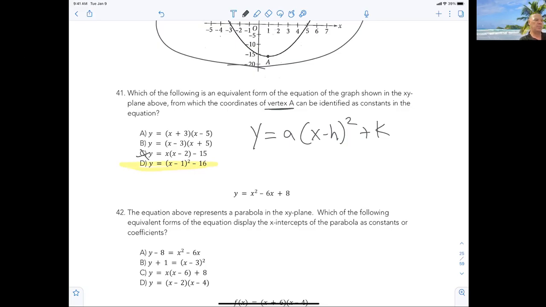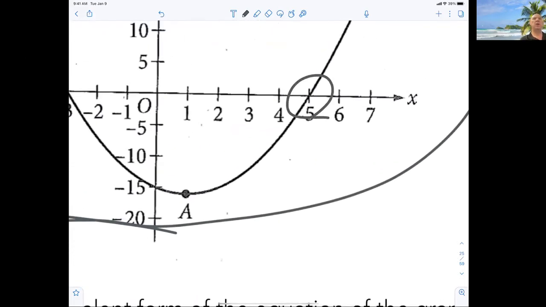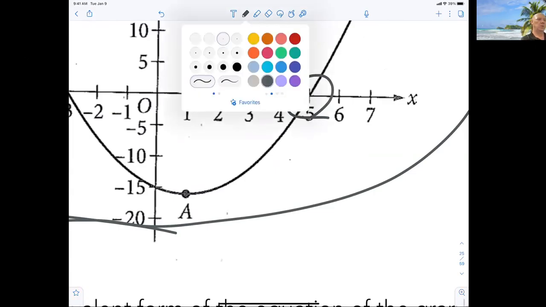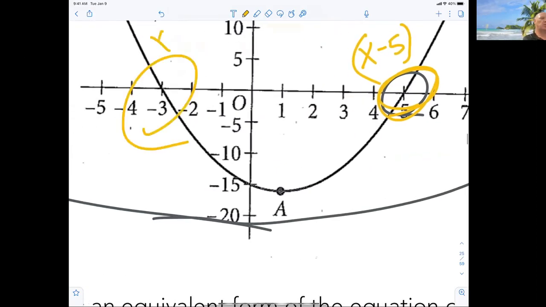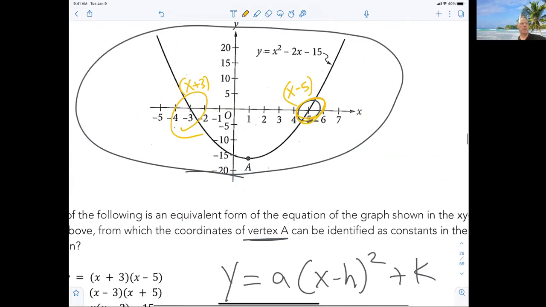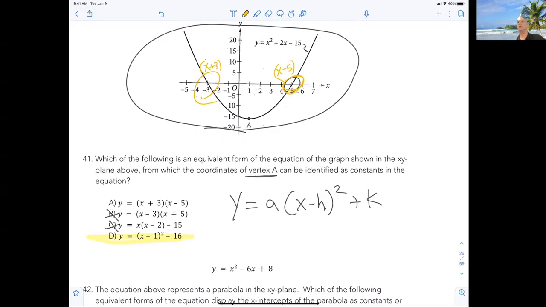I know it's not B because this right here, please look, this is a zero. This is a zero, so the factor would be x minus 5. This is a zero, so the factor would be x plus 3. You need to know that. That's why I was able to eliminate B. So I know it's not B or C. And A is x-intercepts. So that's how simple that problem is. But most people don't know vertex form. Review that before you take the test.